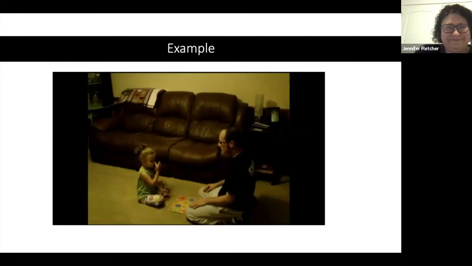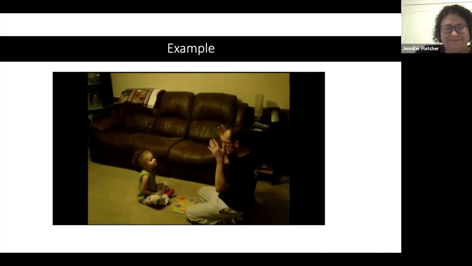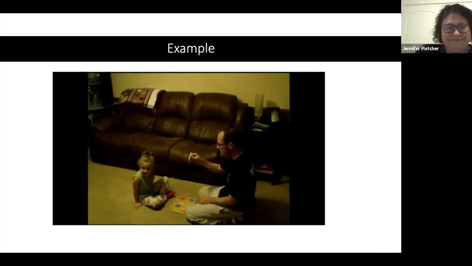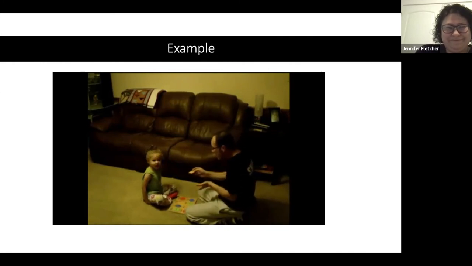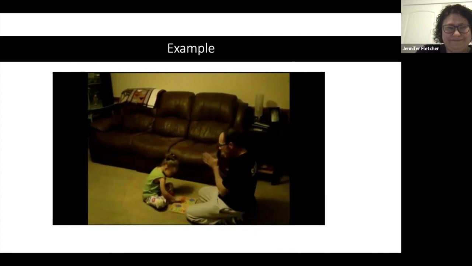Touch your nose. Oh, good job. Rub your belly. Oh, good job. Touch your forehead. Good job. Do this. Oh, good job. What shape? Good job. Yay. Put it in the puzzle. Yay.